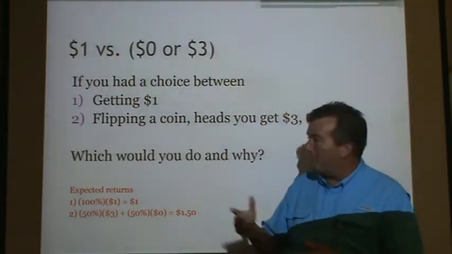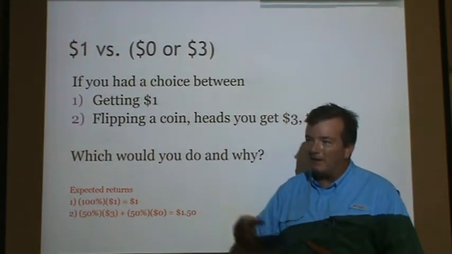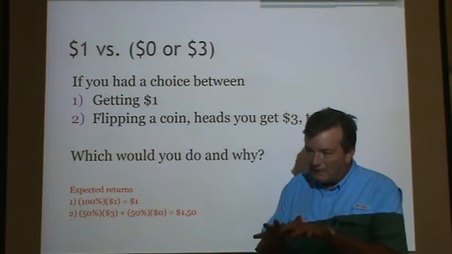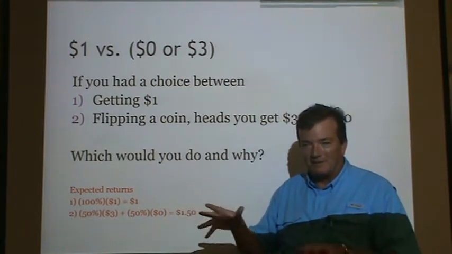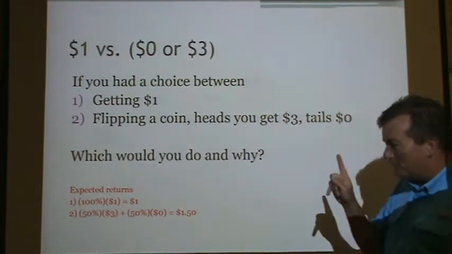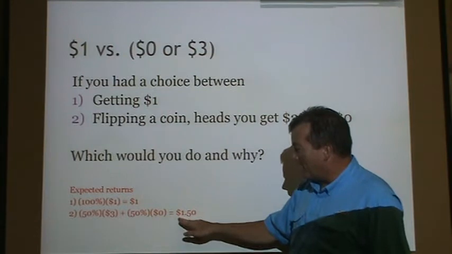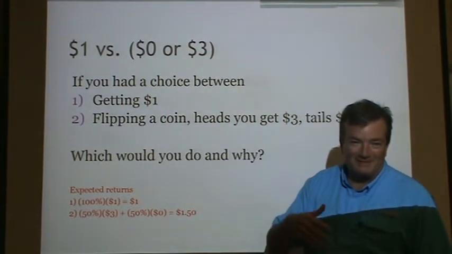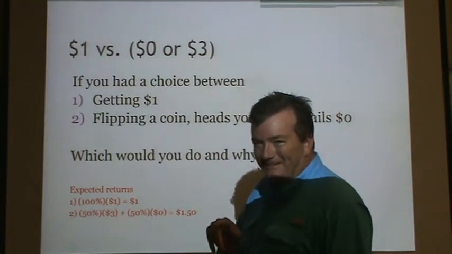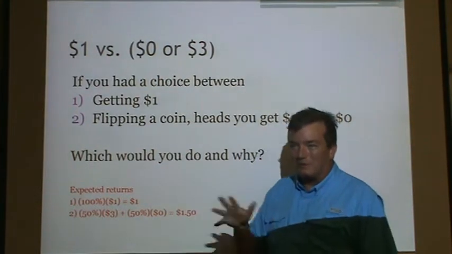And if you were asked to do this 100 times, you would want to do this, because you'll end up probably getting around $150 versus $100. Maybe a little more, maybe a little less, but it should come out that way. But if you can only do it one time, it still might be worth it to get a higher expected value, right? So would any of you pick $1, or would you all take the 0 or 3?